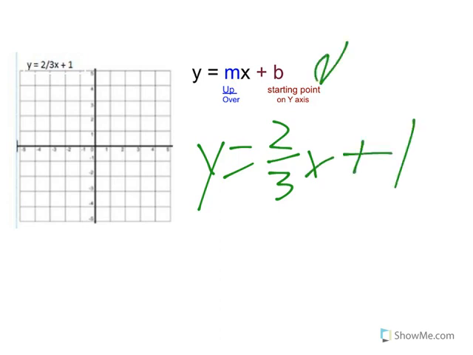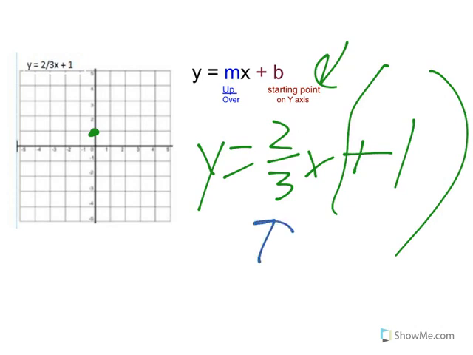So what do I do first? Starting point, what's my number after the slope? It's plus 1, so I find that on my y-intercept. There it is. And now I'm going to use the slope. All right, this one's already set up. I already have a number underneath to go over, and then I have a number to go up.